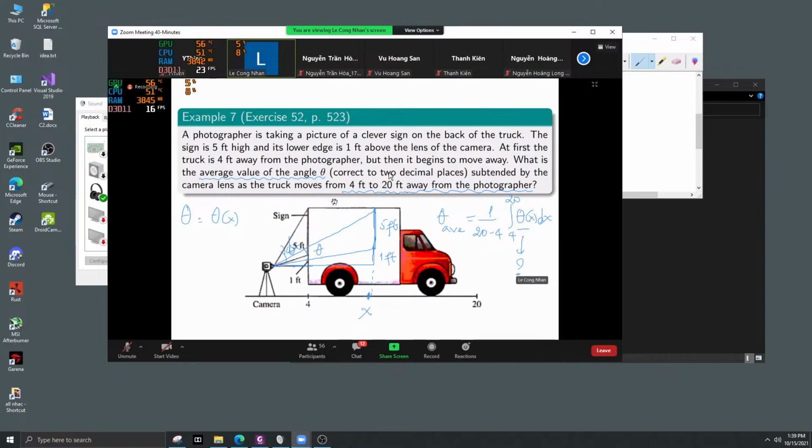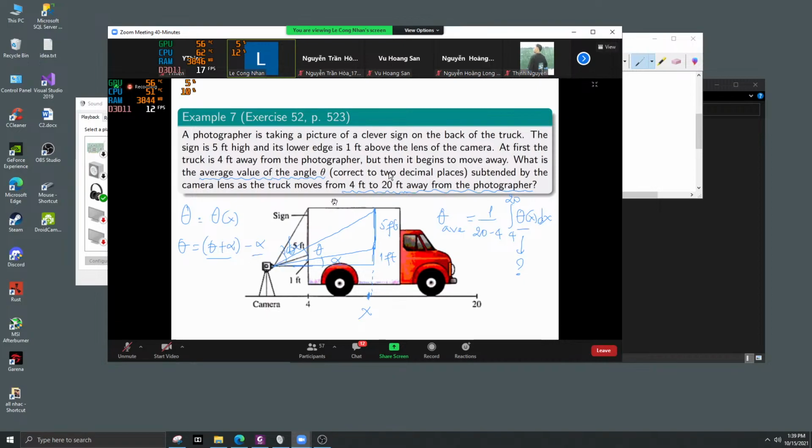Okay. And how to compute the theta with respect to x? In count one, if we let this angle be alpha, then theta equals theta plus alpha minus the angle alpha. So we compute this angle and this angle.